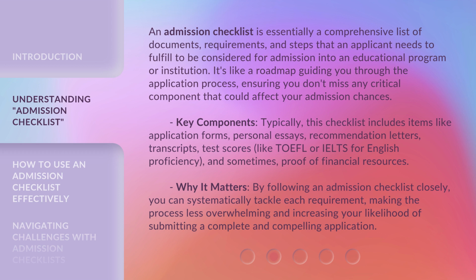Key components. Typically, this checklist includes items like application forms, personal essays, recommendation letters, transcripts, test scores, like TOEFL or IELTS for English proficiency, and sometimes, proof of financial resources. Why it matters: by following an admission checklist closely, you can systematically tackle each requirement, making the process less overwhelming and increasing your likelihood of submitting a complete and compelling application.